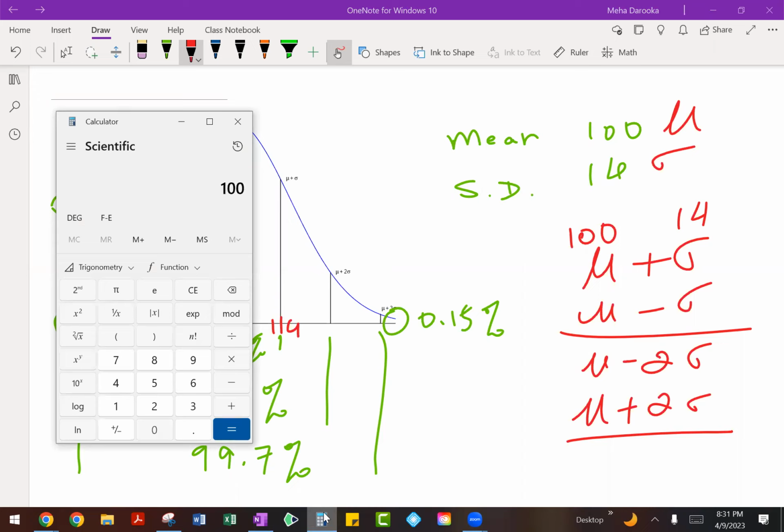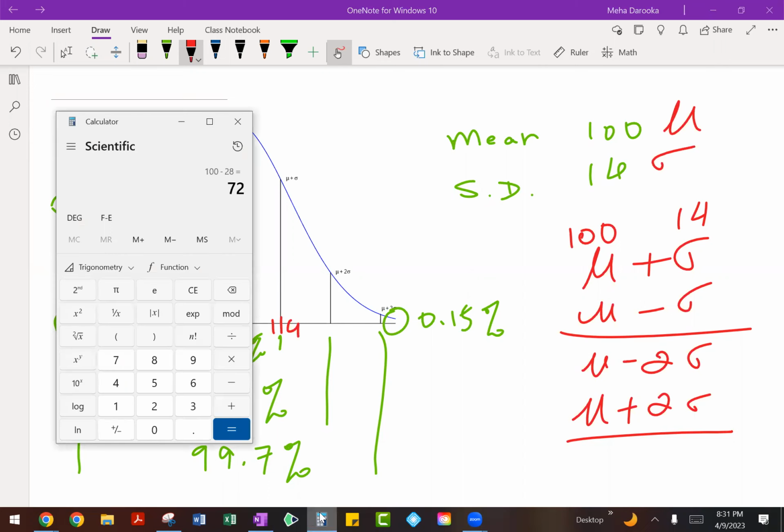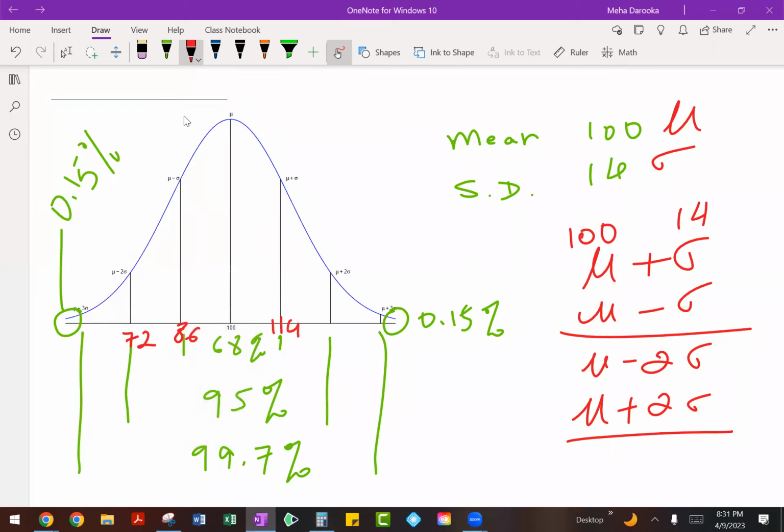Now we're going to do 100 minus 28 to get 72. So that's a number smaller than 86, so that 72 will go here. And then again, instead of 100 minus 28, we're now going to do 100 plus 28, which of course gives us 128. That number is larger than 114.